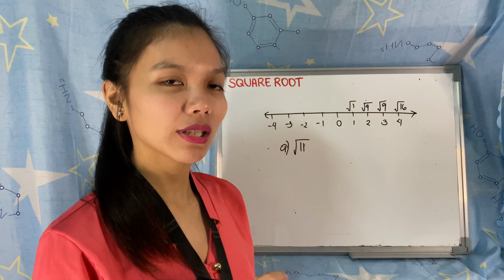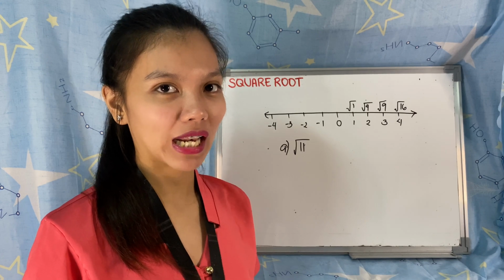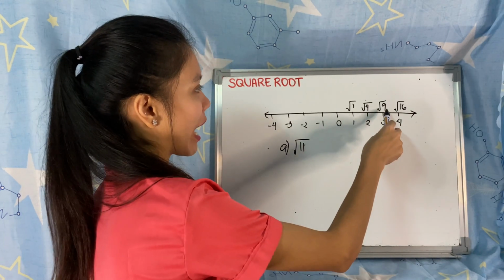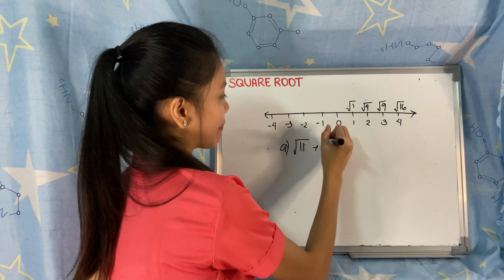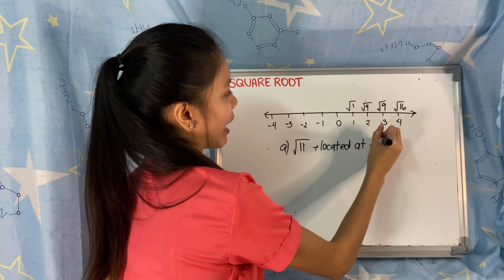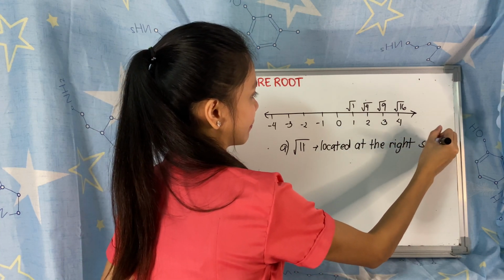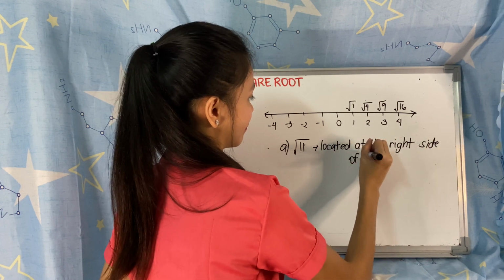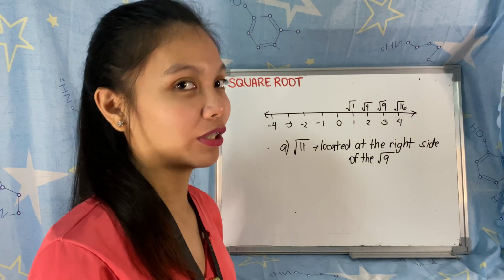So titingnan nyo sa number line natin kung saan malapit yung square root of 11. So we all know that we have the square root of 9. Therefore, the square root of 11 can be located at the right side of square root of 9.